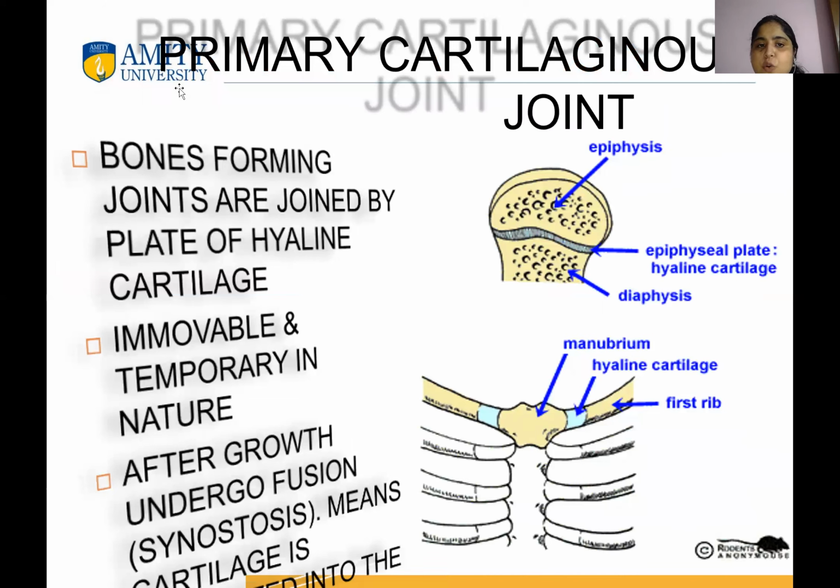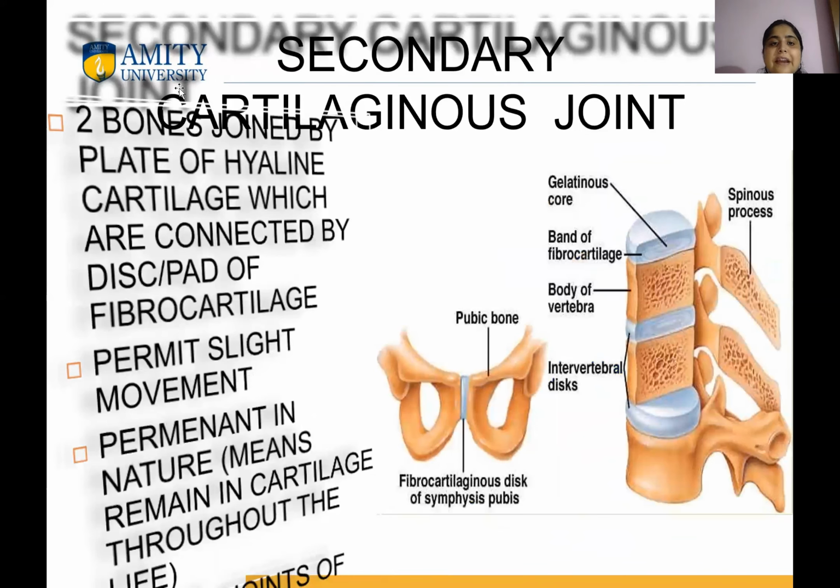Primary cartilaginous joints are bones joined by a plate of hyaline cartilage. They are immovable and temporary in nature. After growth, they undergo fusion, that is synostosis. The cartilage is no more present. Secondary cartilaginous joints are bones joined by plates of hyaline cartilage which are connected by a disc pad of fibrocartilage. They permit slight movement. They are permanent in nature, meaning they remain as cartilage throughout life.